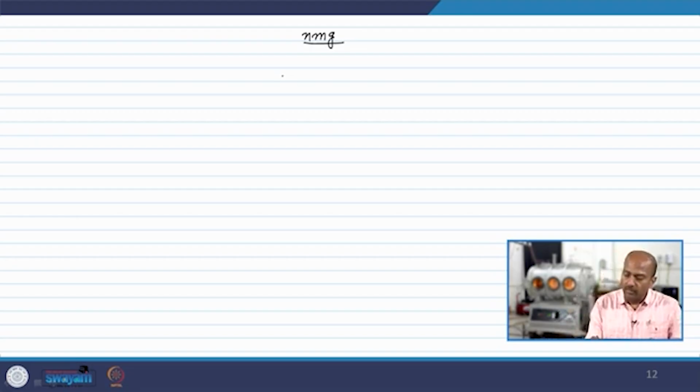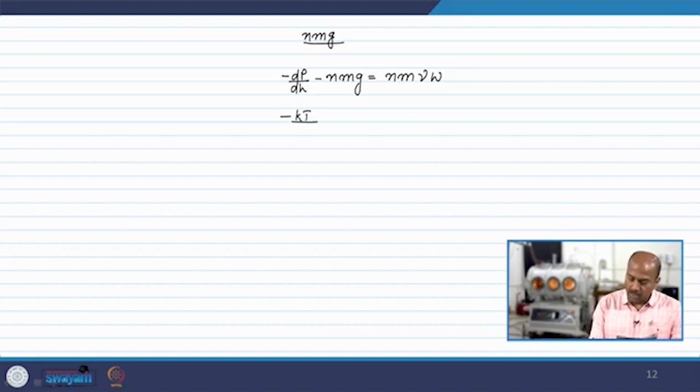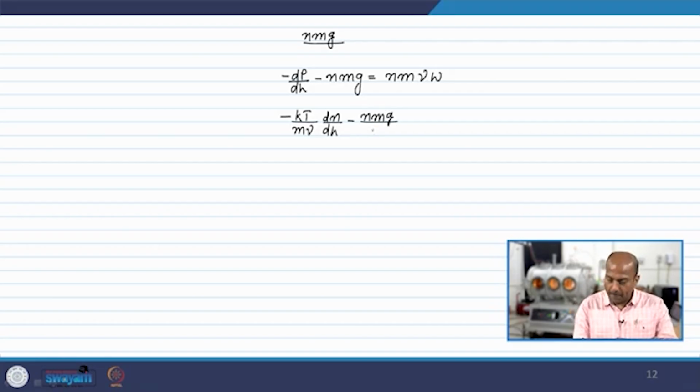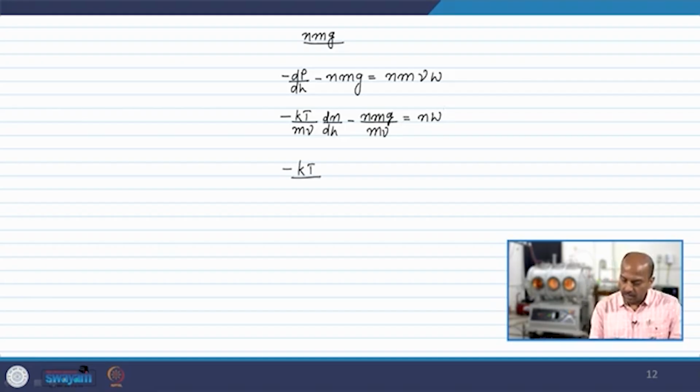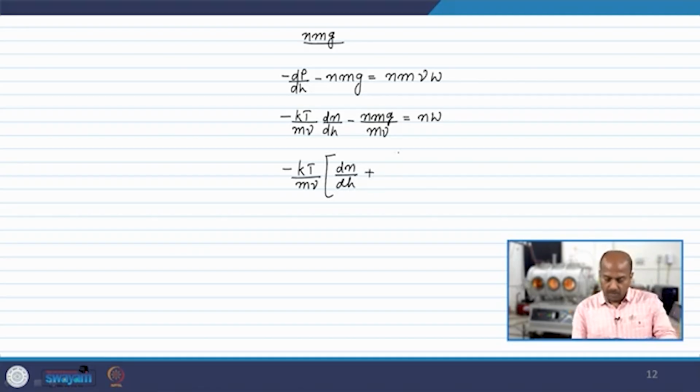So, the modified equation will look like minus dP by dH minus n m g is equal to n m nu W. Using P equals n kT, just like we did last time, we can write minus kT by m nu times dN by dH minus n m g by m nu is equal to N W, or minus kT by m nu times dN by dH plus n m g by kT is equal to N W.